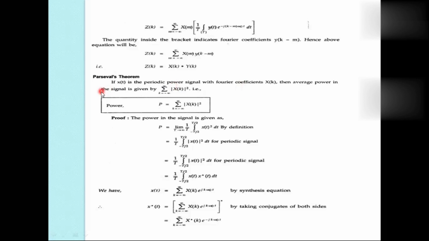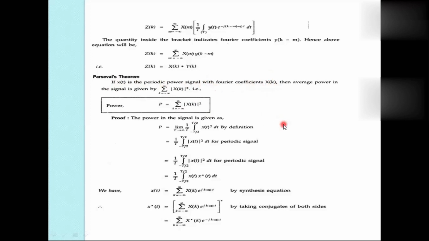Then the average power in the signal is given by the sum of k equal to minus infinity to infinity of the squared magnitude of x of k. That is, I have to show that the average power P is equal to the sum of k equal to minus infinity to infinity of the squared magnitude of x of k. We have to prove this by taking x of t as a periodic power signal with the Fourier coefficient x of k.